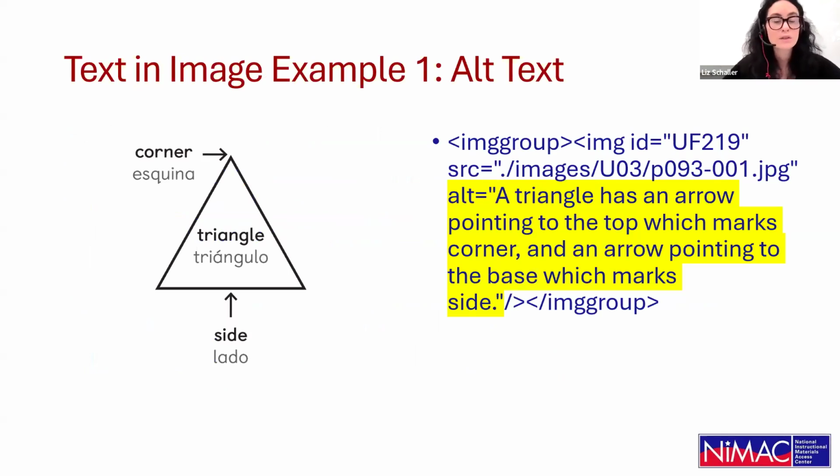So these are all examples from recently submitted NIMAS files. This first one shows an example of alt text for an image of a triangle that has a corner and a side labeled. And you can see on the right side of the screen, it highlighted the alt text that was provided by the publisher. A triangle has an arrow pointing to the top, which marks corner, and an arrow pointing to the base, which marks side.